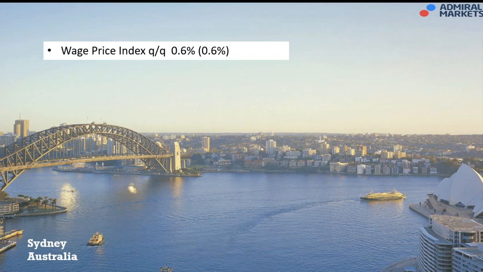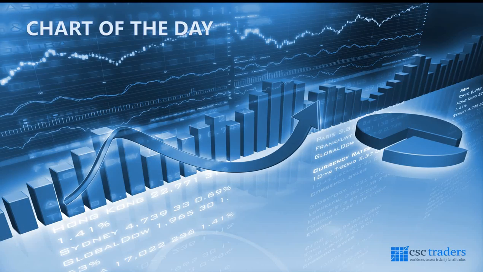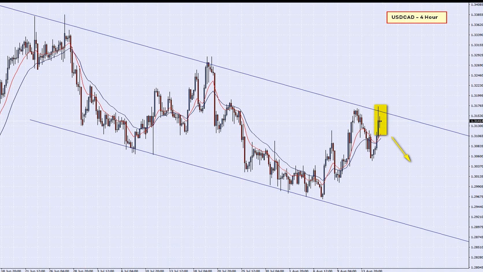Alright, time now to have a look at our chart of the day, and the chart that I found for us this morning is the USDCAD on a 4-hour time frame. Now, if you go to a daily time frame on this one, the pattern is still there as well, but if you want to execute a trade straight away, you've got to drop down to a 4-hour. And as you can see from what I'm showing you here, it's a falling channel, really nice channel.